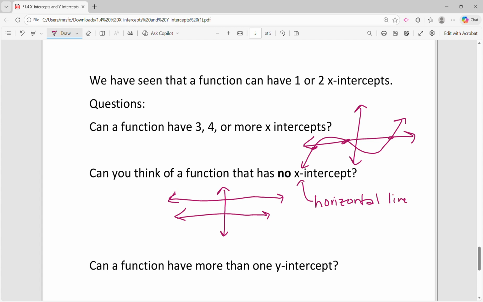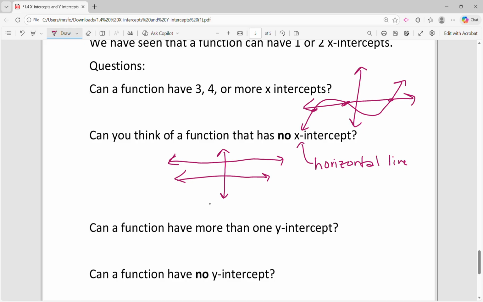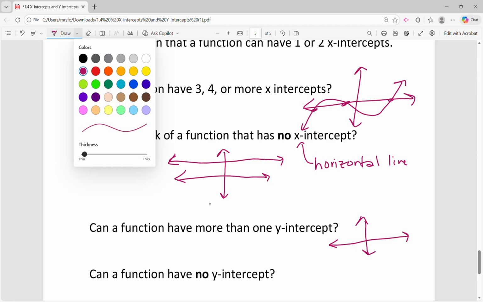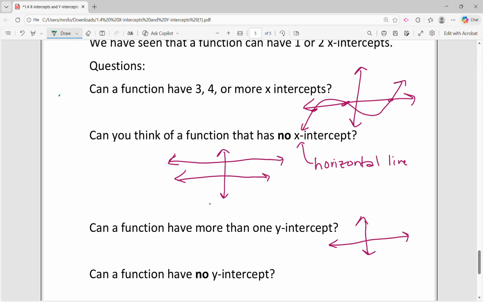They have y-intercepts. So now, can a function have more than one y-intercept? If it has more than one y-intercept, that would make it not a function, because you would have 2 points when you do the vertical line test. No, that would be 2 points failing the vertical line test.